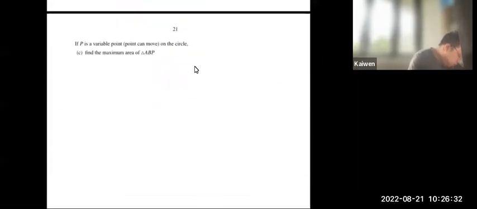The one I want to focus on is part C, as this question is not as simple. So let's look at it very carefully. If P is a variable point on a circle, so if you've never seen what a variable point is before, variable point means that this point P can move around the circle. Find the maximum area of triangle APB or ABP.